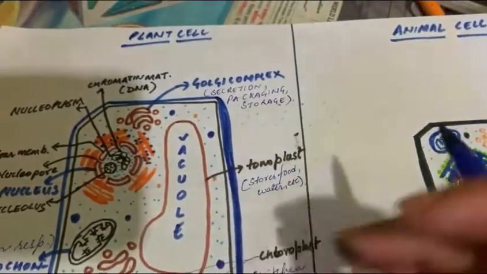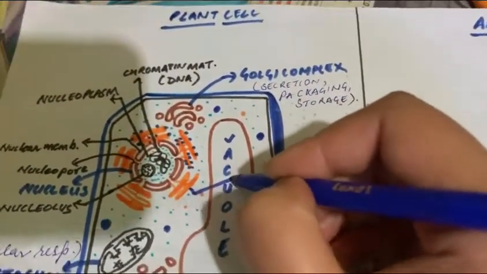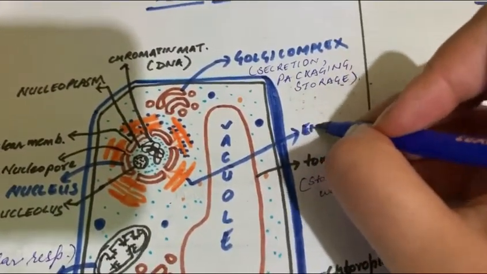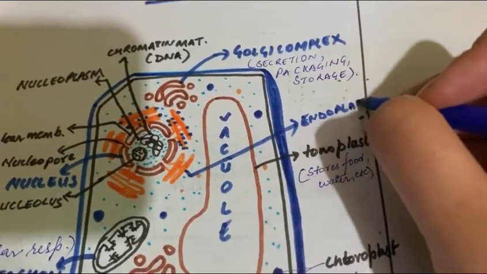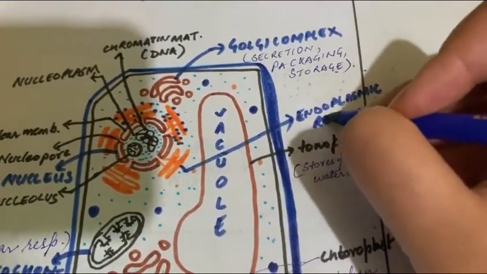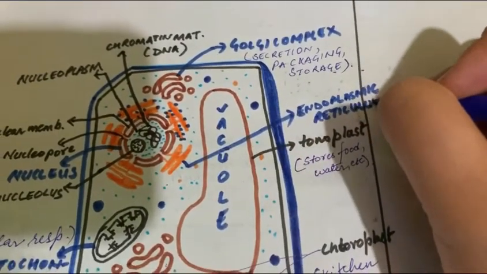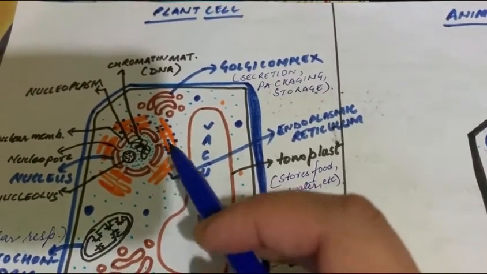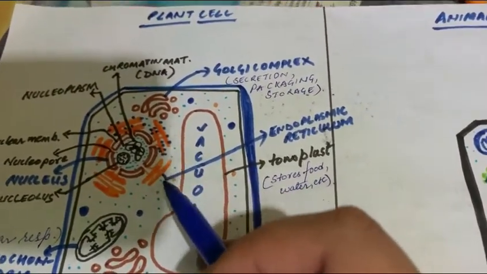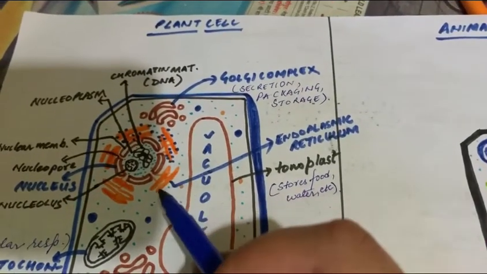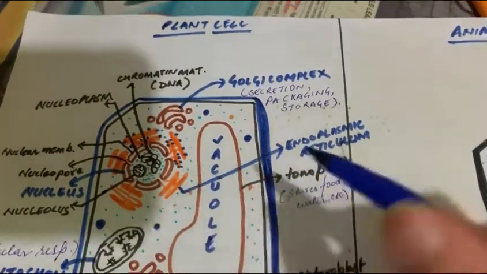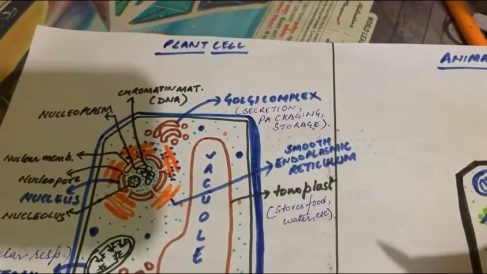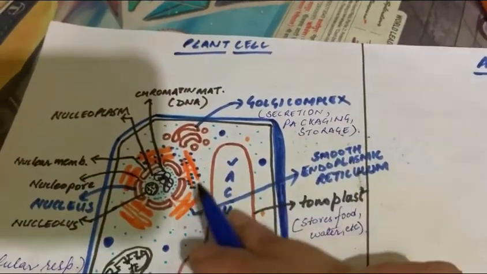What are these structures? This structure, if I say this one, is what? Endoplasmic reticulum. Now, there are two kinds of endoplasmic reticulum. If you see this one and if you see this one, both are endoplasmic reticulum, but there is one difference in their structure. There is something on their surface which is not present here, and thus this one is called smooth endoplasmic reticulum. Smooth, why? Because it does not have something on its surface.